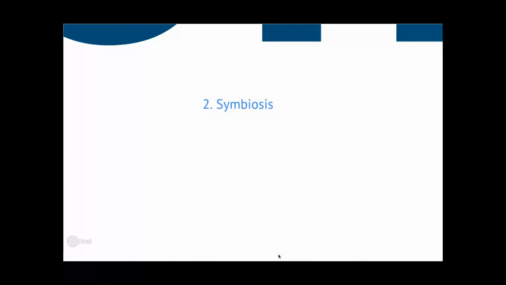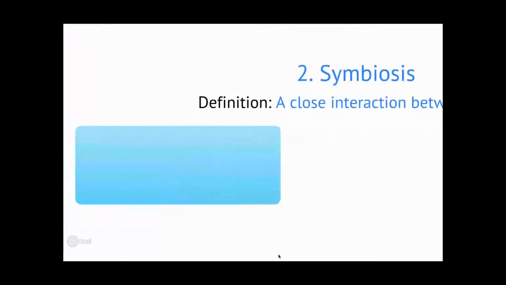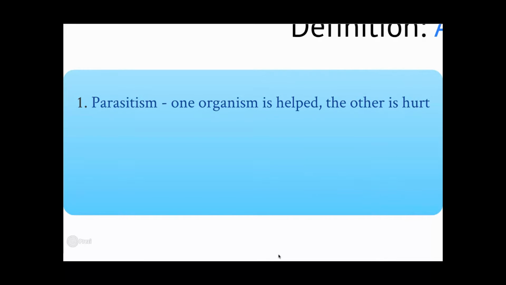Is this the second thing that can happen? The second thing is called symbiosis. And symbiosis is just the word that scientists use for a close interaction between two organisms. So anytime organisms are interacting, we use the word symbiosis. But it comes in 3 flavors or 3 categories, which we're going to talk about. So the first one is called parasitism. And this is when one organism is helped and the other is hurt. So you can think about an organism that gets some benefit from hurting other organisms.